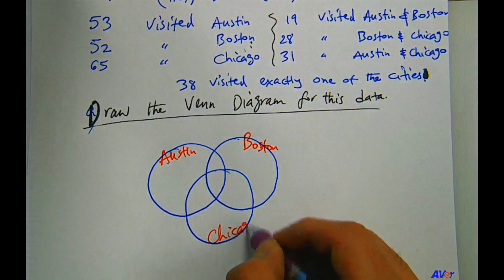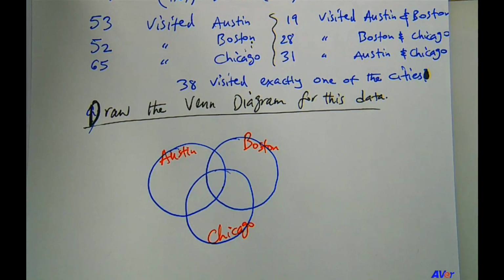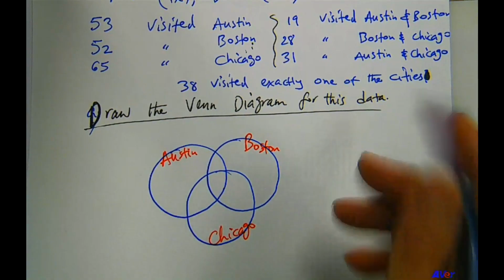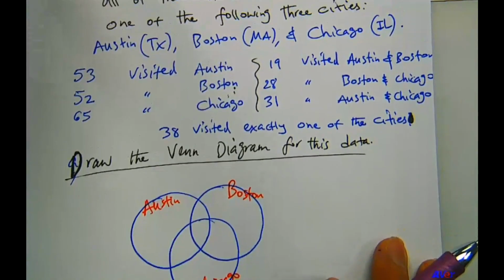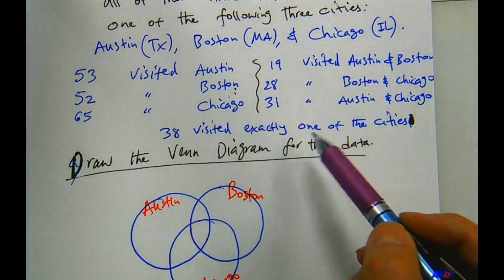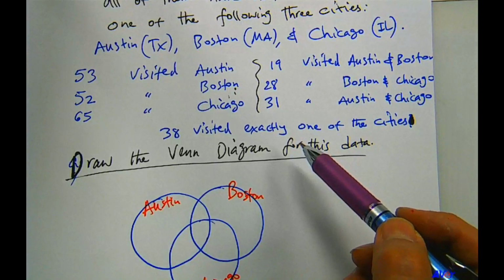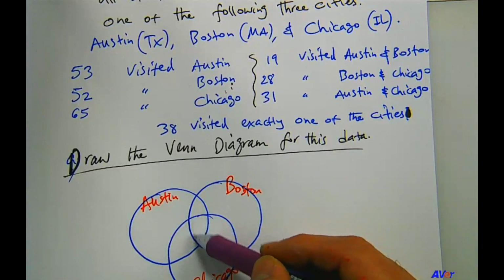Okay, so what we learned from the previous example was to always start from the junction piece of the Venn diagram and work your way out, right? And so in this case, when you look at this data, you scroll it down, it doesn't say how many visited all 3 cities, right? And of course, that would be in this region right here. So we need that.